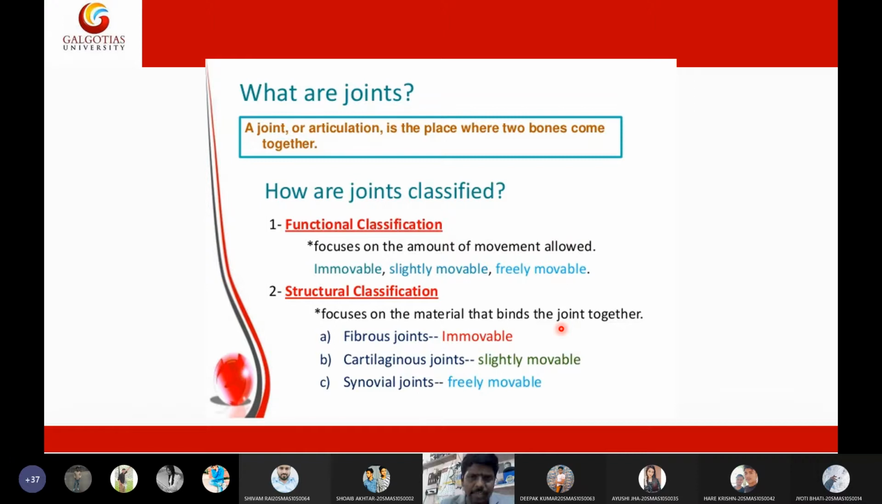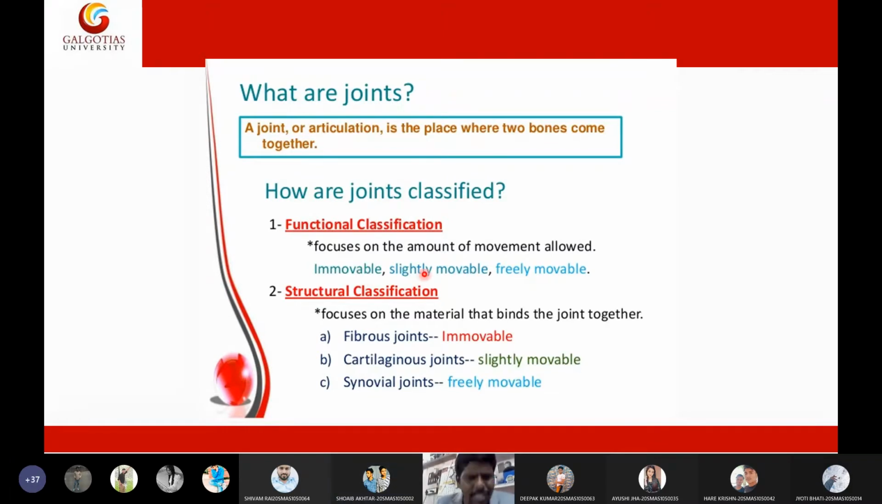So functional classification, we have three types, students. We have immobile joints, slightly movable joints, and freely movable joints. Depending upon their function, we have three types. Now, let me give some examples. Immobile joints: I have already given the joints which are present in the skull. So they are called immobile joints.